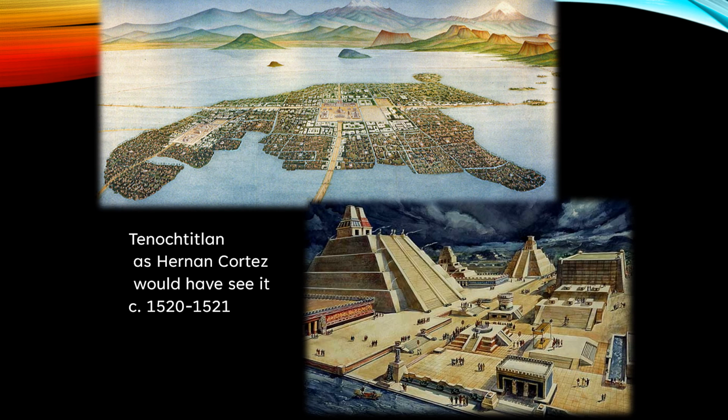Here are a couple of artistic renditions of what Tenochtitlan looked like as Hernan Cortez would have seen it in about 1520, 1521, somewhere in there. Tenochtitlan was on a huge island. Parts of the island were artificial. And it is the location of modern-day Mexico City. Today, of course, they've filled in all the lake, and there's no vestige of the lake left.